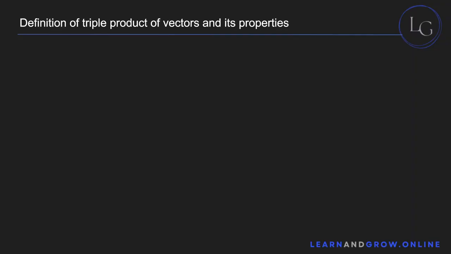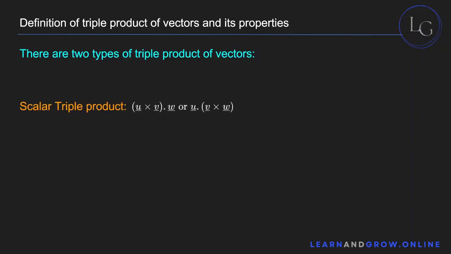Now, let's see the definition of a triple product of vectors and its properties. There are two types of triple products of vectors. One is the scalar triple product and one is the vector triple product. In the scalar triple product, basically that's equal to this or this, right?